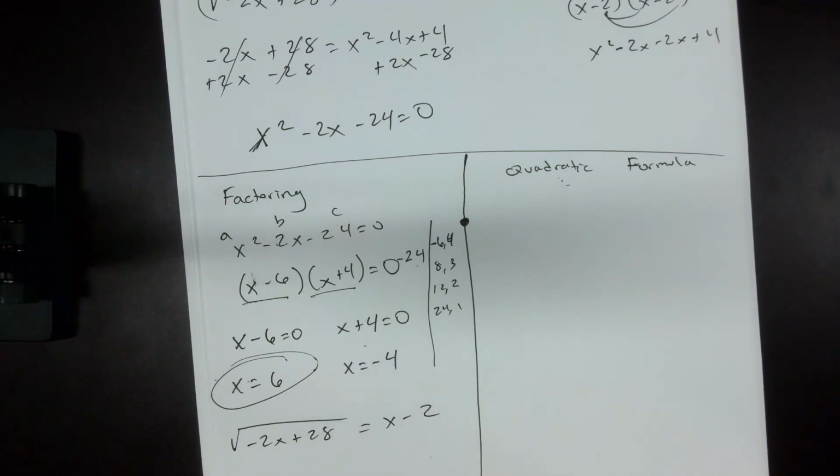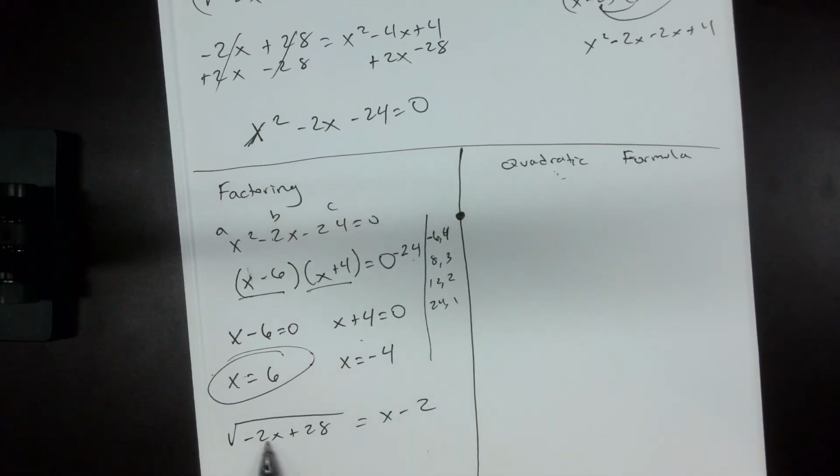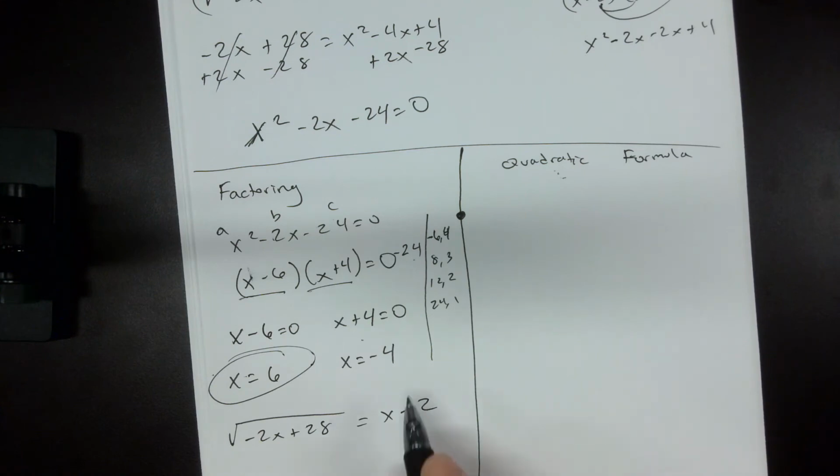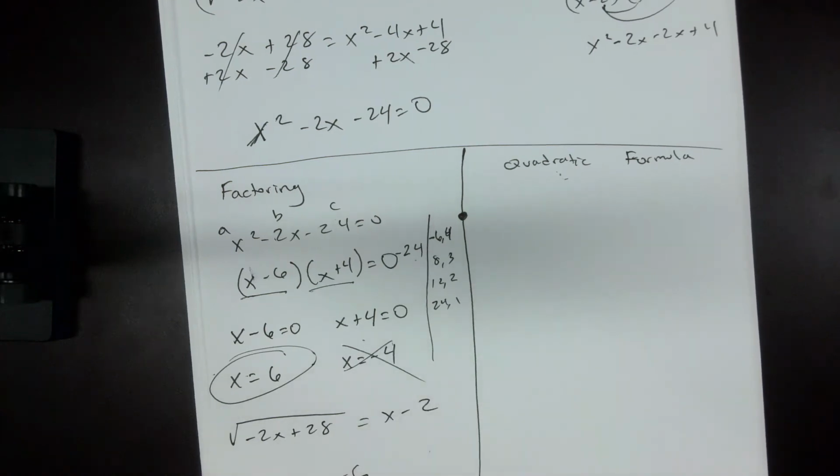If you plug negative 4 in, we get 8 plus 28, which is 36, so that's 6. But negative 4 minus 2 is negative 6. See how those don't equal each other? So that one's not a true answer. So technically this thing only has 1 answer. Even though we have 2 possible answers, that's great. So, yeah.